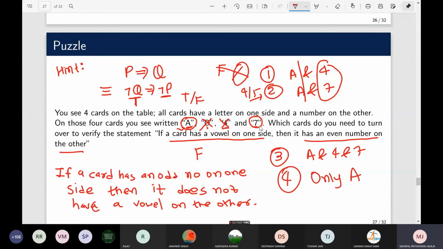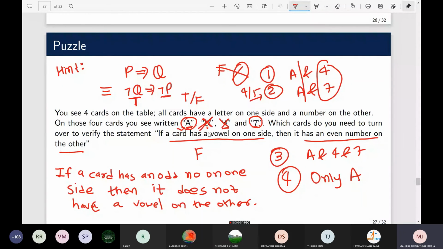I guess here also for D, everyone knows why we don't need to select it. Whenever we are considering D, that means in this particular statement my hypothesis is false. If the hypothesis is false, then the overall implication is going to be true, irrespective of what is there on the other side of the card, right? So therefore, we are not selecting D.